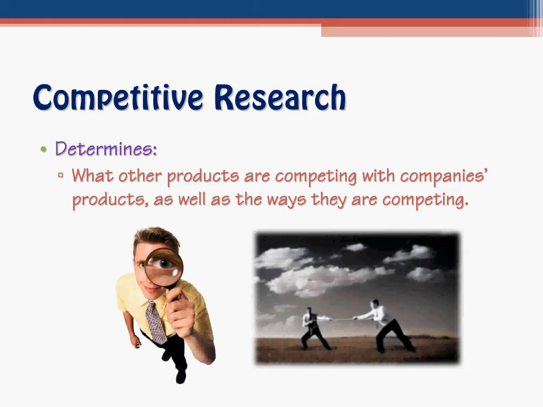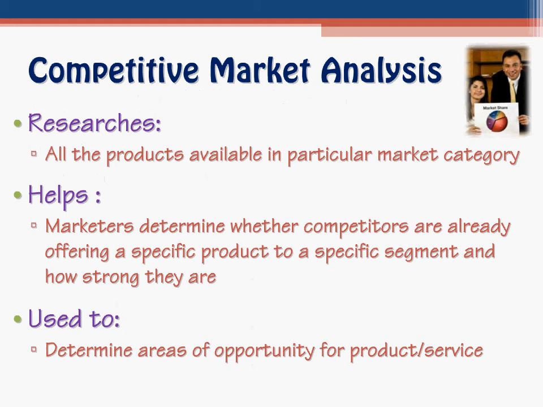The other marketing study category is competitive research, and this is where marketers determine what other products are competing with the company's products, as well as the ways in which they are competing. This information is essential when marketers and companies have their products out in the marketplace so they can respond and react to competition. A competitive market analysis is where a marketer tries to identify all the products available in a particular market category. So, for example, all the different smartphones that are available. Simply identifying all these different products will give marketers the idea of who they are competing with.